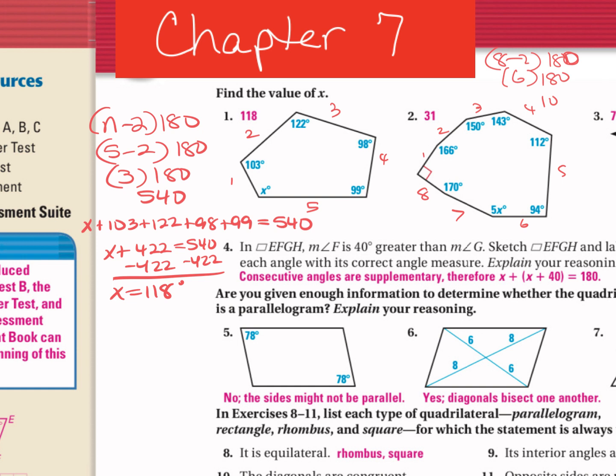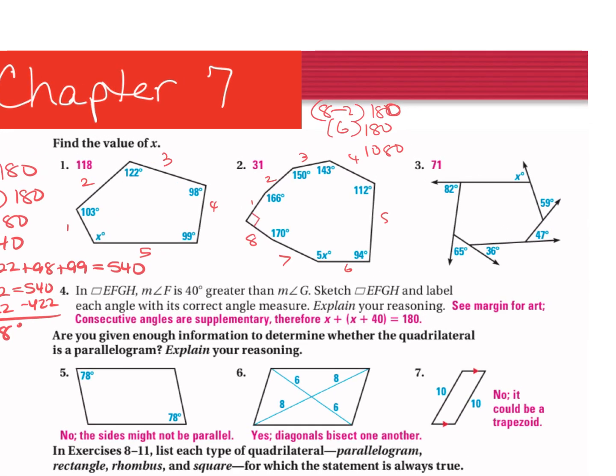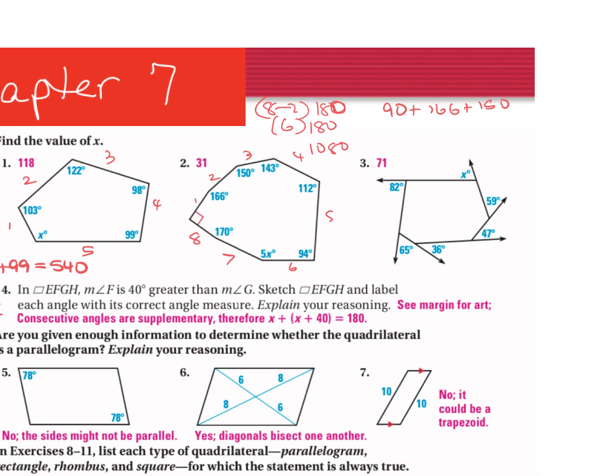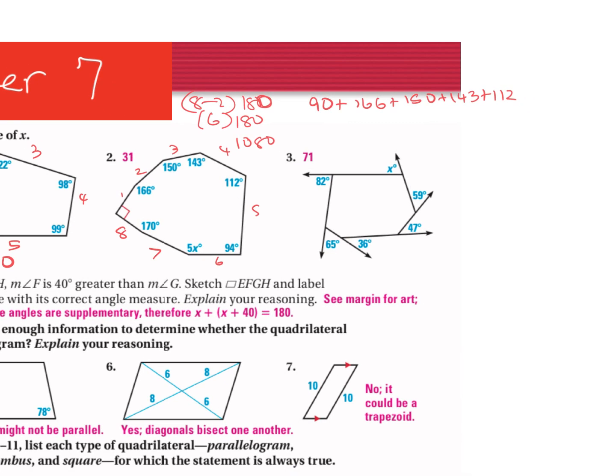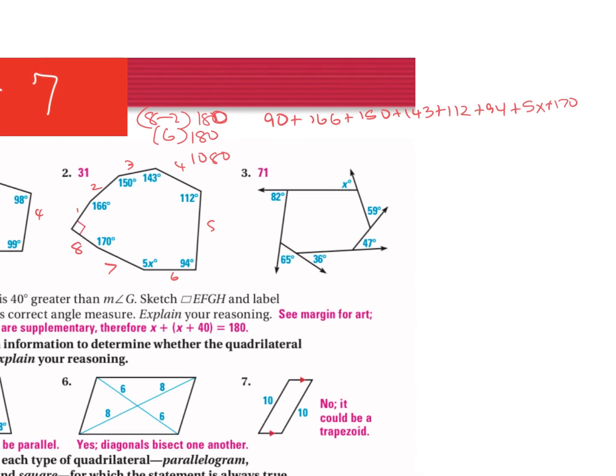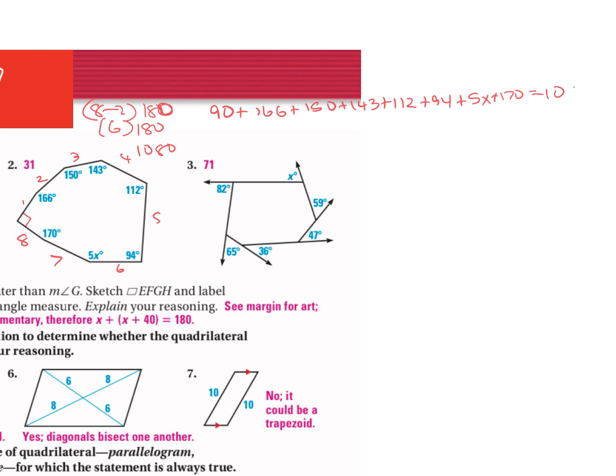1,080. Now I need to add all of these things. So I'll start here at the 90 first. So I'm going to do 90 plus 166 plus 150 plus 143 plus 112 plus 94 plus 5x plus 170. And then I set that equal to the 1,080.